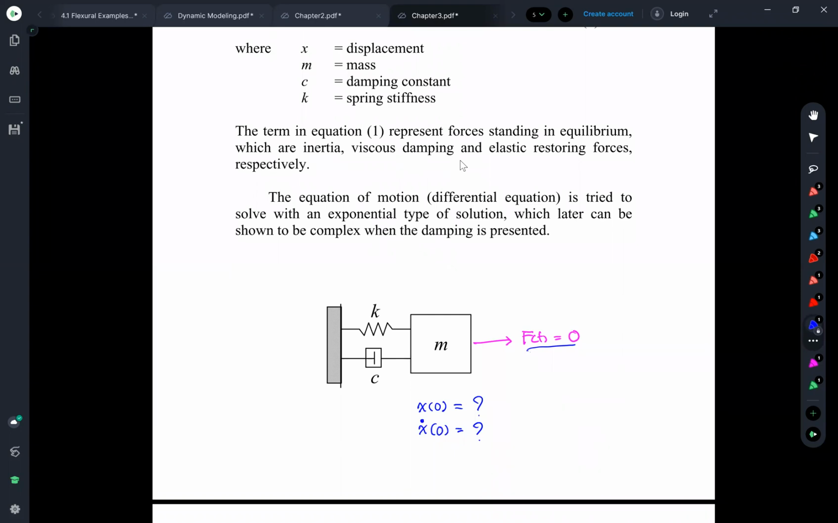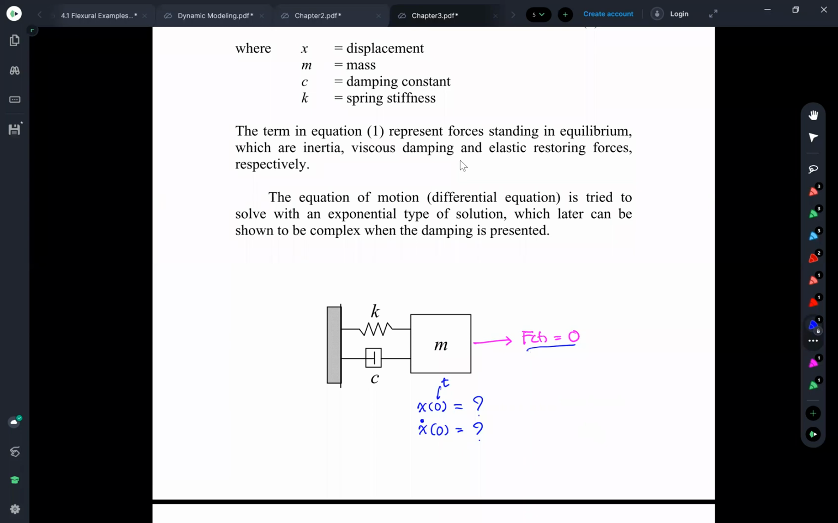If the initial displacement is 0, initial velocity 0, and external force 0, of course, no movement. I agree. But we are looking at the case that the initial conditions are not 0. Here, 0 means time t equal to 0, right? So there's a possibility that your initial condition is not 0. And that is the case of free vibrations.